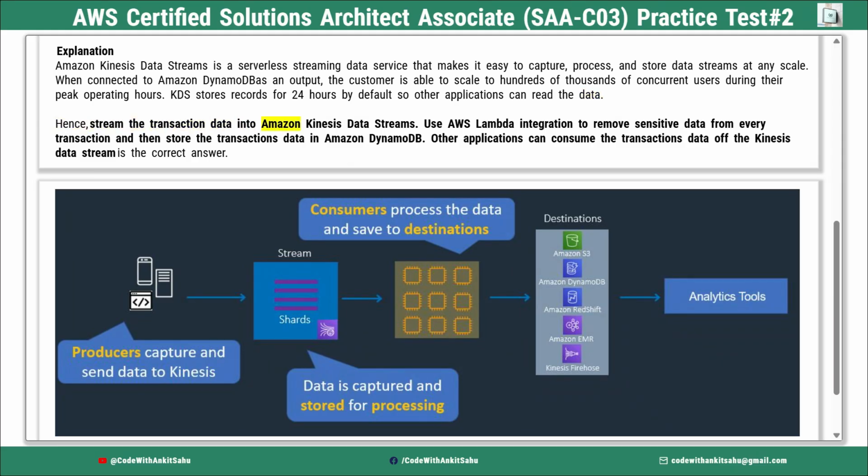Hence, stream the transaction data into Amazon Kinesis data streams. Use AWS Lambda integration to remove sensitive data from every transaction and then store the transaction's data in Amazon DynamoDB. Other applications can consume the transaction's data off the Kinesis data stream is the correct answer.